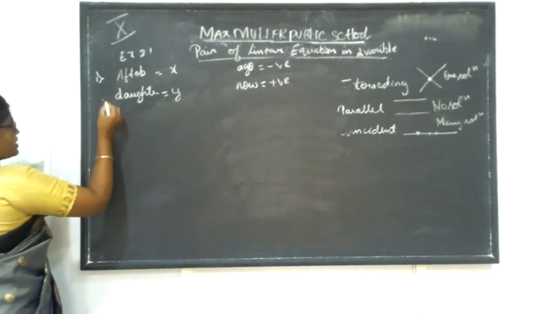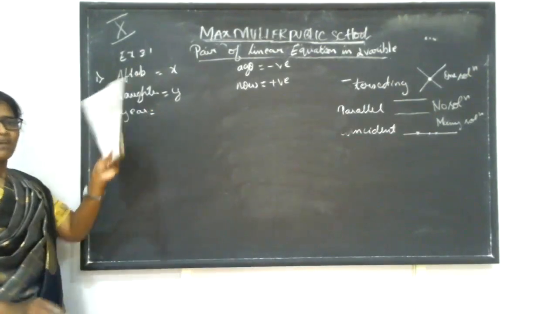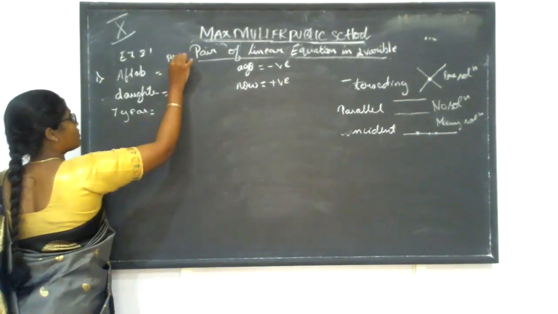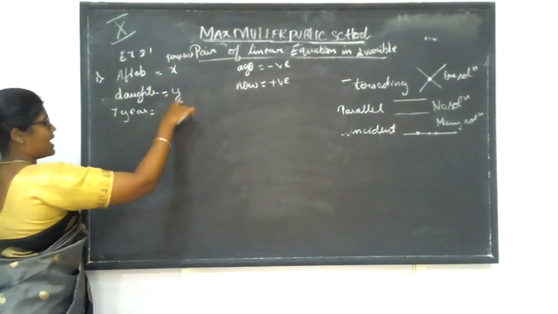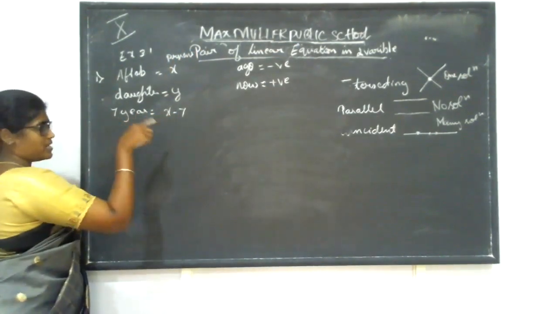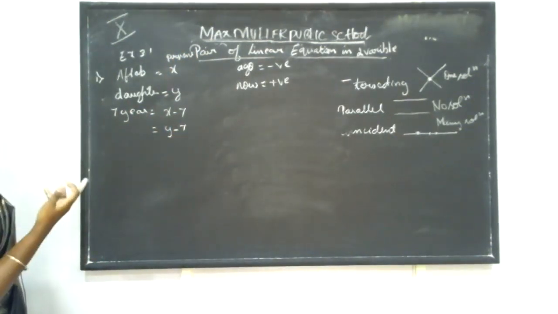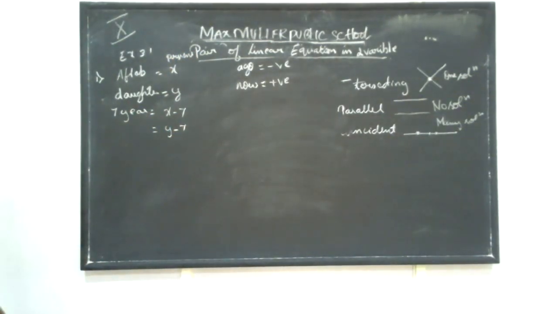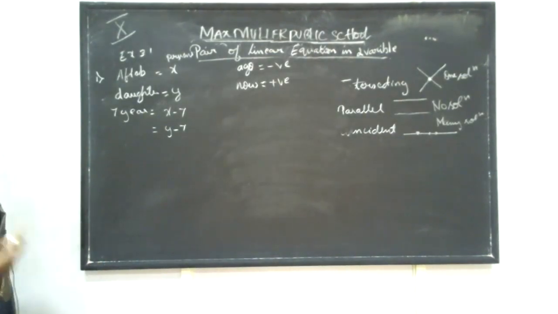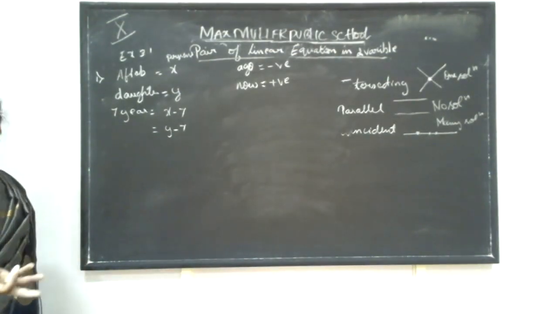Now what happened 7 years ago? The matter is with the 7 years ago. 7 years ago, what was Aftab's age? What is the present age of Aftab you have taken? Present age is X and Y. So Aftab's age is X minus 7, and daughter's age will be Y minus 7. If the father is 25 years now, 7 years back how much was he? 25 minus 7 you should do. If the daughter is 13 years old, 7 years ago how much was she? 13 minus 7 you should do.